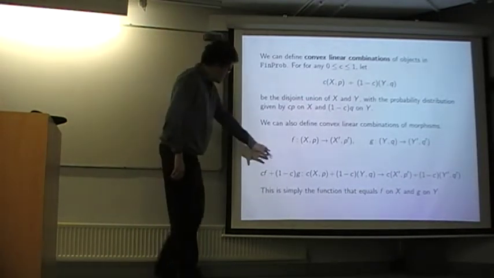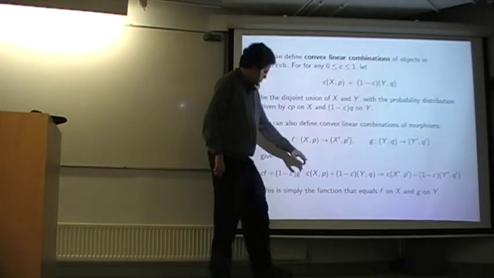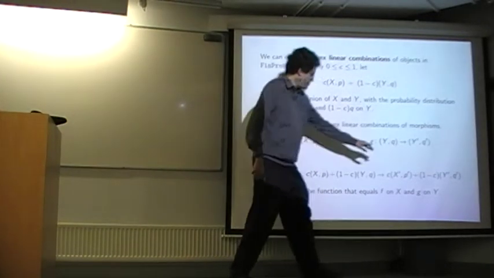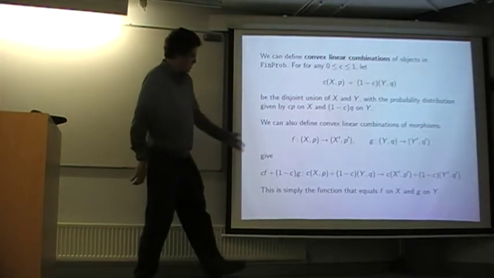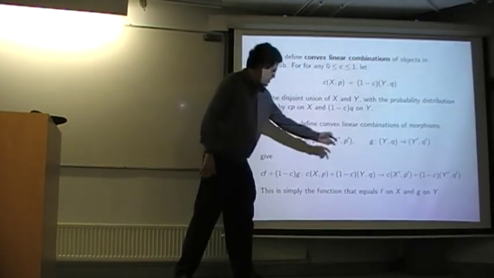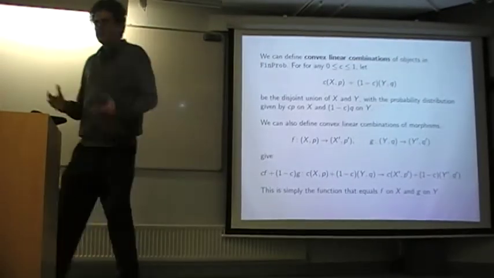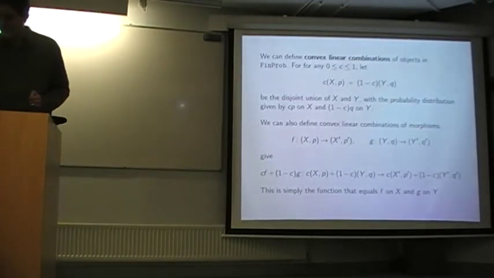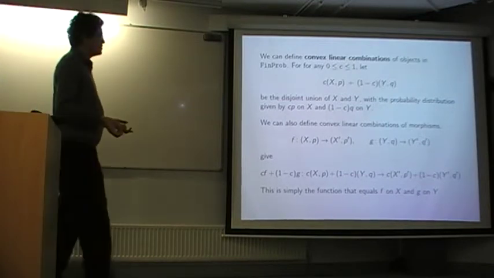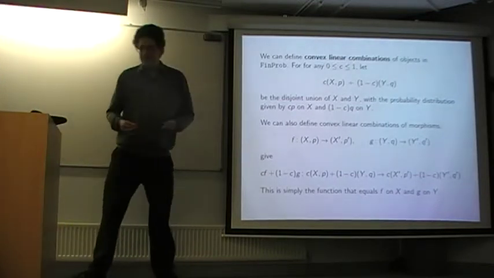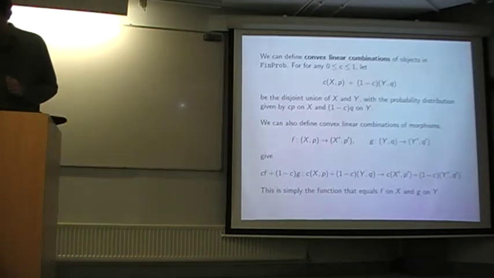This is just a function from this disjoint union of x and y to the disjoint union of x prime and y prime. And what is it? Well, it's just a function that's equal to f on x and g on y. So that's just the only way you could define things for morphisms. In category theory, whenever you do something for objects, you want to do it for morphisms as well, to make you be a functor, fundamentally.